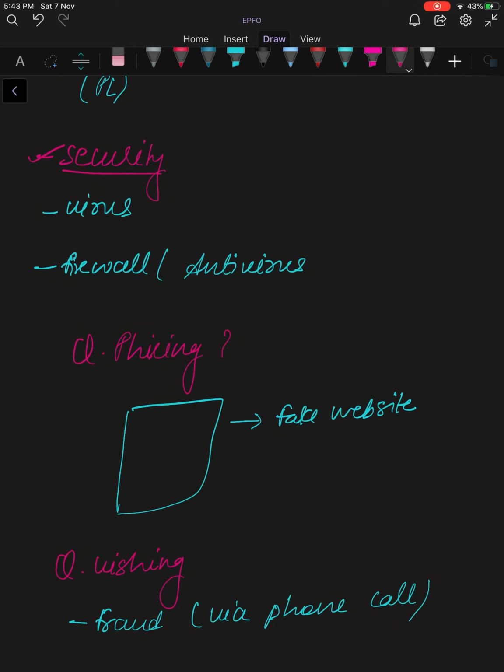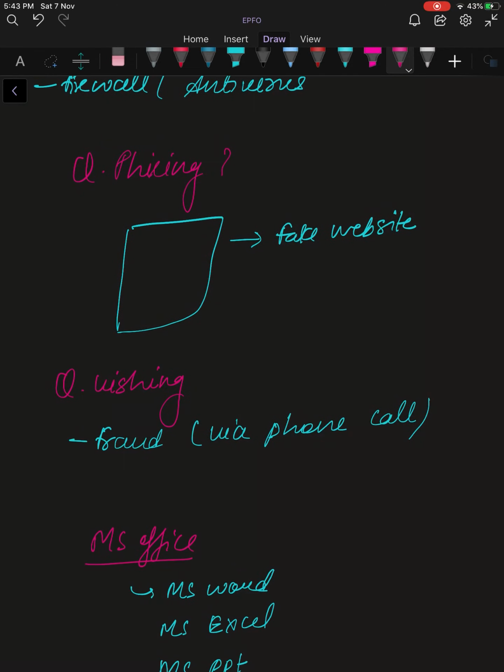So we also learn about the security, like viruses, firewall, antivirus. How can we protect our computer from viruses? The solution is firewall, antivirus. They can also ask some technical questions like what is phishing? Phishing is like making a fake website. Suppose they make a fake website and you enter your email and password, so they can steal your data through the use of the fake website. So it is called phishing.